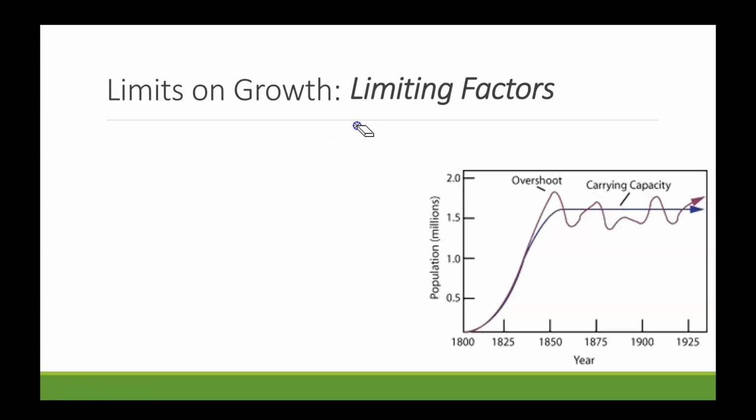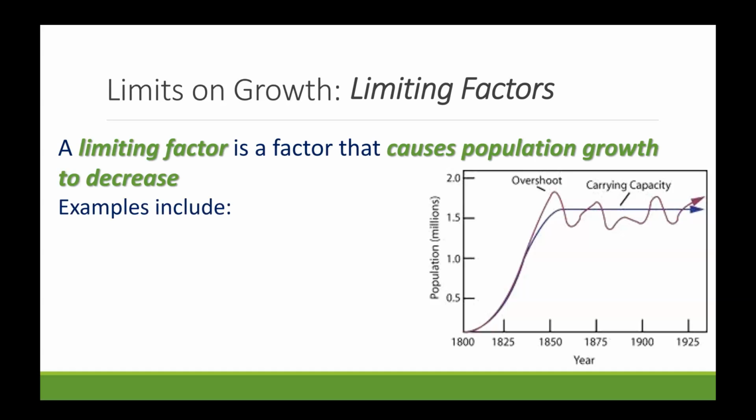All right, so now we're going to take a look at limits on growth, or what we call limiting factors. A limiting factor is a factor that causes population growth to decrease. So go ahead and get that down. Again, it's going to cause the population growth to decline. As we can see here, this is an example of a human population from 1800 to 1925, right? So a lot of time has passed here. We see exponential growth here at the beginning, which again is normal, but we start to see it level off.